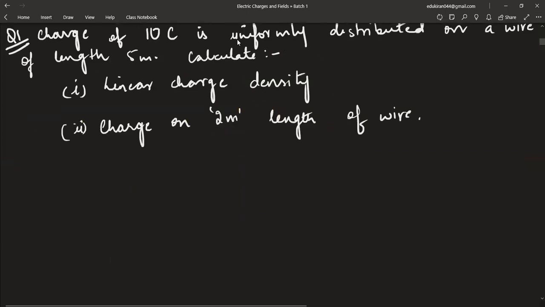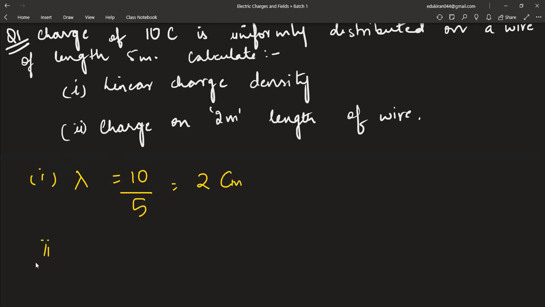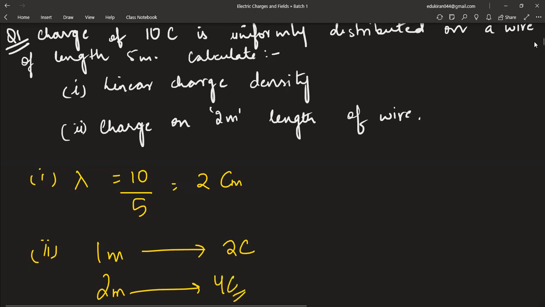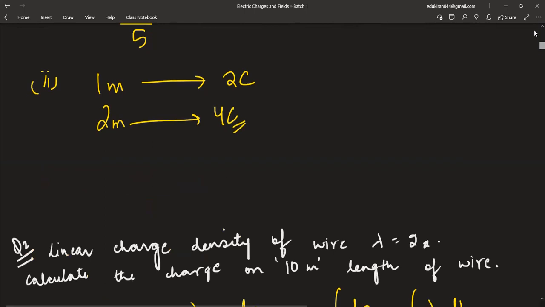Like, see, I'll share a question. A charge of 10 coulomb is uniformly distributed on a wire of length 5 meters. You have to calculate the linear charge density. What is the charge? 10. Charge per unit length. This is 2 coulomb per meter. Now, it says charge on 2-meter length of wire. Now see, when you are calculating charge on 2-meter length of wire, first we need the charge in 1-meter length of wire. So in 1 meter, we have 2 coulombs. So in 2 meters, straight away, we'll have 4 coulombs. Just apply the unitary method. One more question, I'll discuss it. Write it from here.